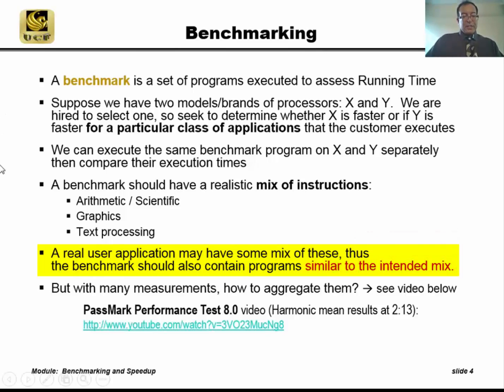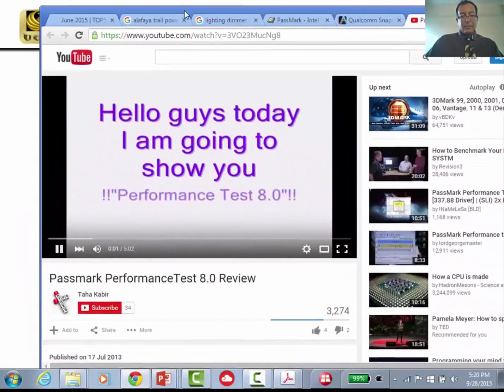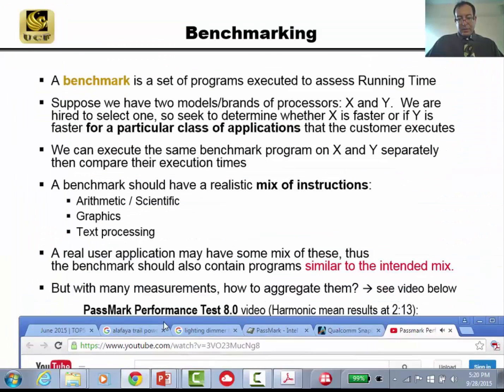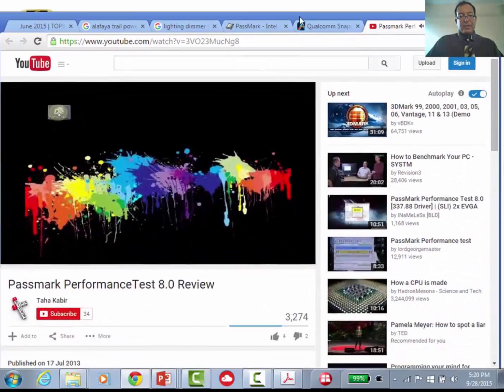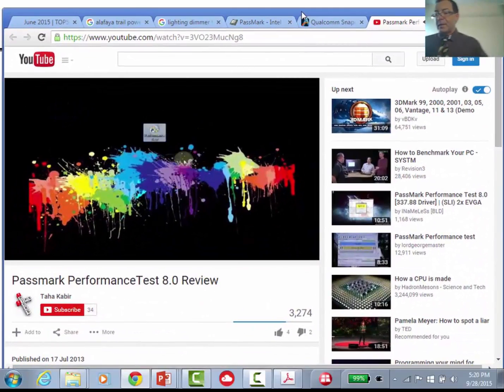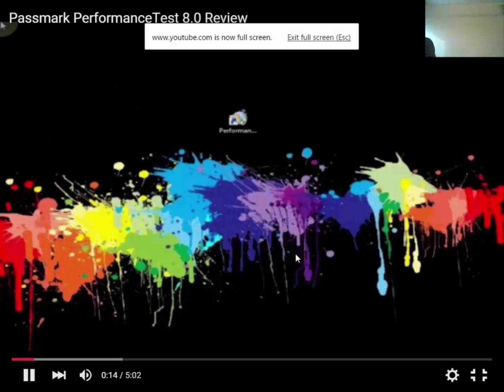The easiest way to see this benchmarking in action is to look at this video. Here, they've aggregated this using harmonic mean. We're going to show harmonic mean, geometric mean. This is a PC-based one, but you can run on a server also.